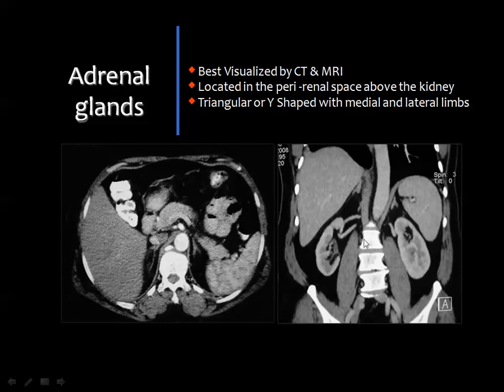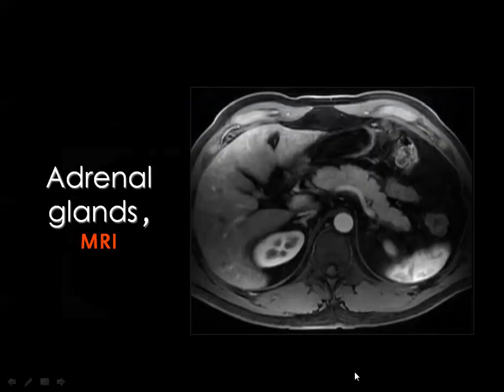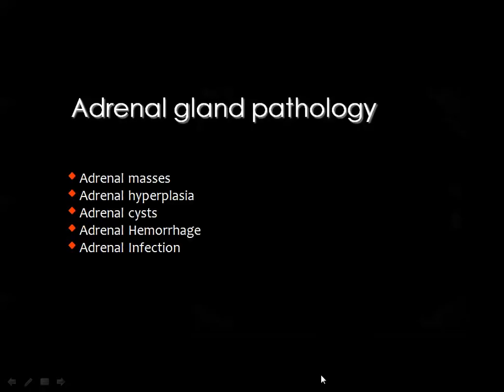Then in the coronal reconstruction or the coronal images by MRI, you see the same configuration, an inverted Y along the upper pole of the kidney. This is the left suprarenal gland, and this is the right suprarenal gland. By MRI, this is an MRI contrast enhanced T1 weighted image, with fat suppression as well. Then you see the adrenal gland on the right side, showing the typical configuration.